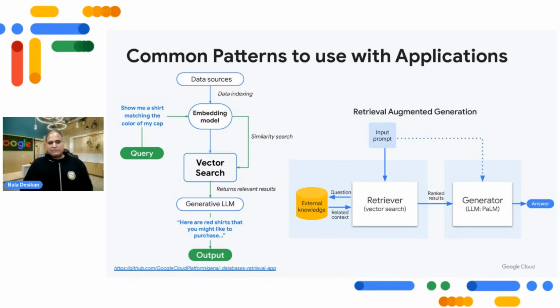On the right-hand side, what you see is a RAG pattern, a retrieval augmented generation pattern. So you have an input prompt come in, and then you have a retriever, which is going to send the question and look at the external knowledge it has, and it's going to bring in related context. After you rank the results, you pass that context to the generator, and the generator is going to generate the answer for you.